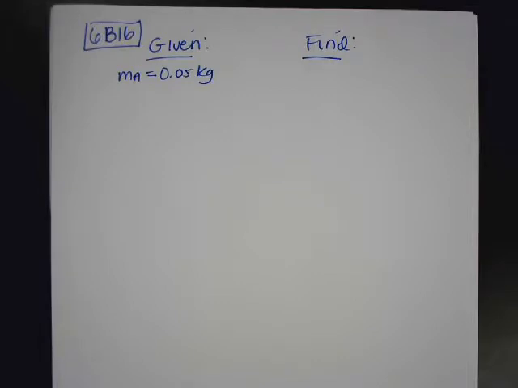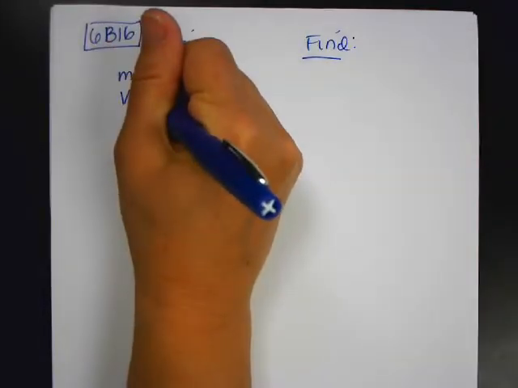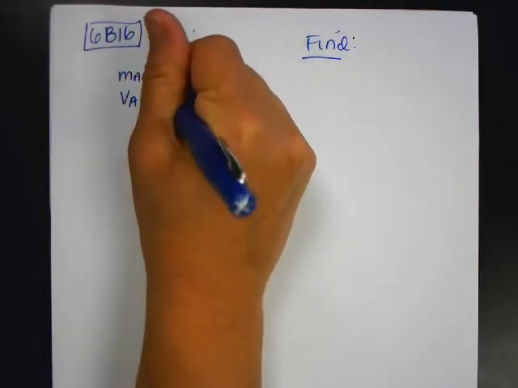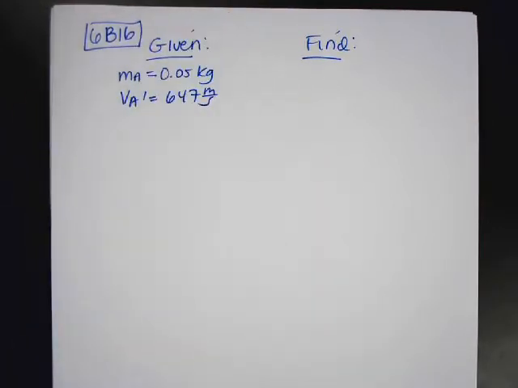So the trick to this whole problem is, I haven't read the rest. That's after it's launched, right? So that's going to be VA prime is 647. Remember, initially, the projectile is in the launcher and they're both not moving, they're at rest. Now, that might not be clear until you read the problem.